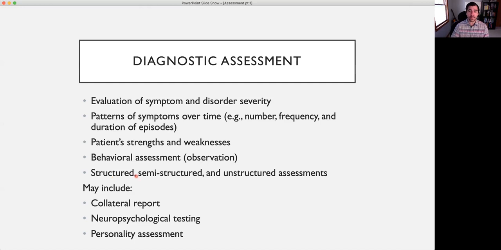With semi-structured assessments, there's a little bit more flexibility. You can ask questions in different ways. You can change up the order. You can only ask subsets of questions if it makes sense to. So more flexibility there. And then there's unstructured assessments, which really rely on the clinician to have a lot of expertise and experience with different types of problems for them to be able to do it well.